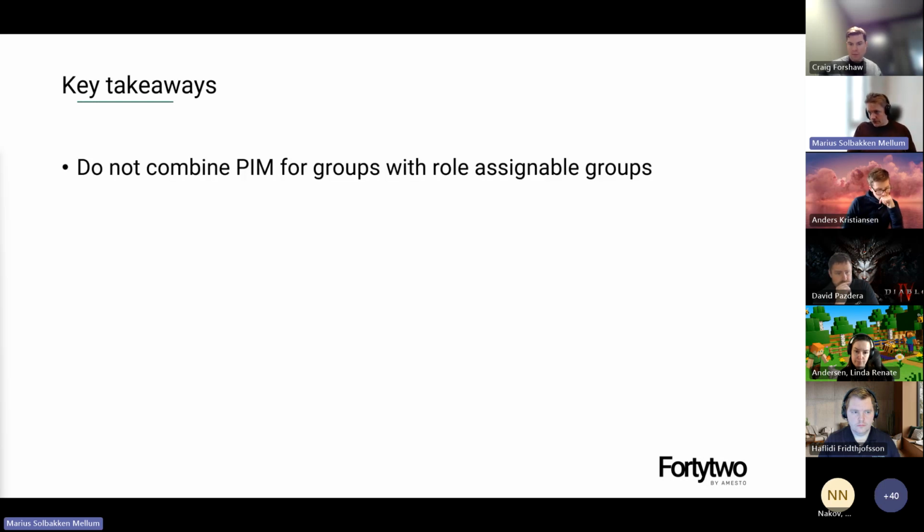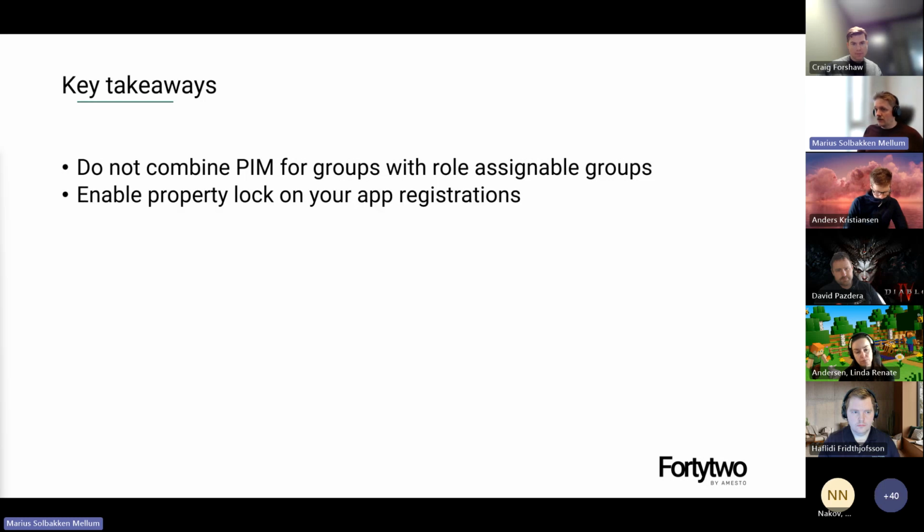takeaways. So first of all, do not combine PIM4 groups with role assignable groups. At least know what you're doing and make sure that you use these restricted management AUs or administrative units. Enable property lock on your app registrations, unless you really need to not have that. Monitor app credentials, and that means both certificates and secrets and federated credentials.